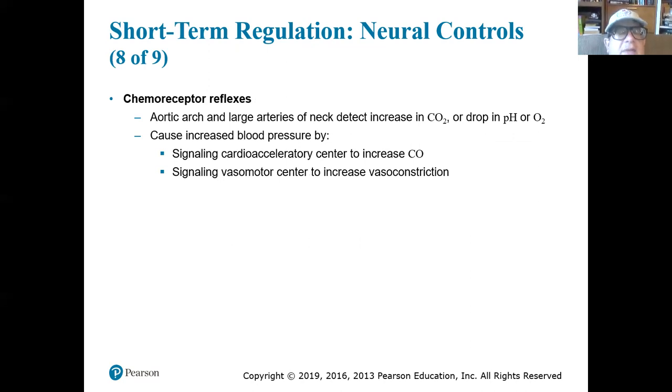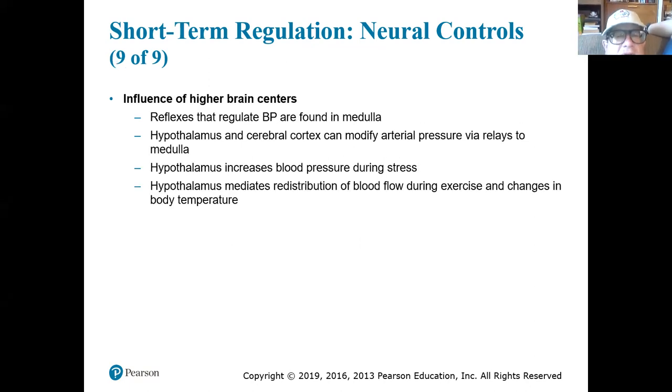All right, so chemoreceptors in the aortic arch and large arteries are detecting changes in CO2 and a drop in pH. We already said that. We've done this part.